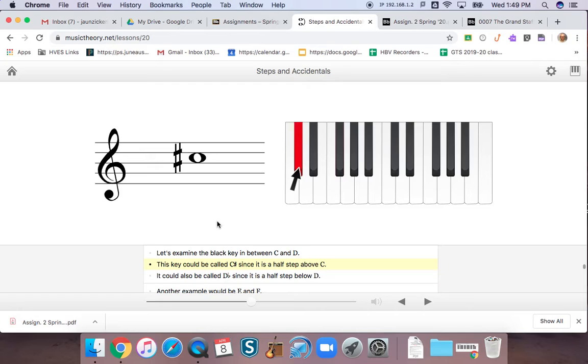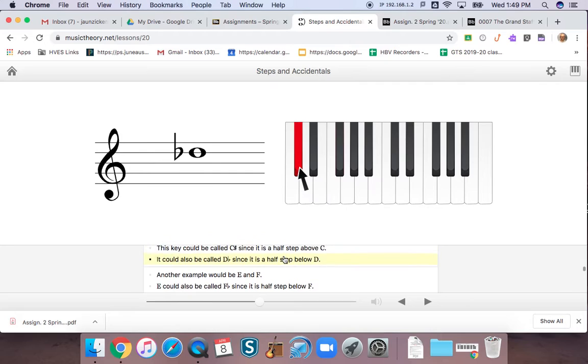But here's the tricky part. It can also have a different name. Same sound, same everything. Or we can call it D flat. It could also be called D flat since it's a half step below D. Now this has to do with the song that it's in, and that's more complicated than I want to get into right now. But it can have two names depending on its reference note. So if we're talking about going from C up to C sharp, we call it a C sharp. If we're going from D down to D flat, we call it a D flat.